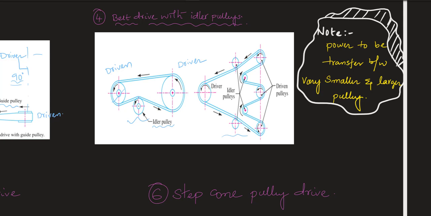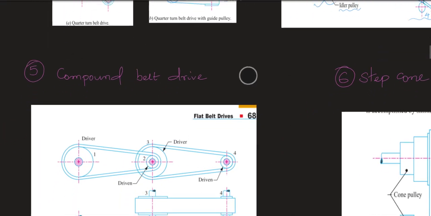And here is another example where we can use the idler pulley. Here you can see there is one driver pulley and 1, 2, 3 are the driven pulleys, and also these are provided with 1, 2, 3, 4 idler pulleys. So when the power is to be transferred from one driver to multiple driven pulleys, we will be using this type of arrangement, and that arrangement is called a belt drive with idler pulleys.